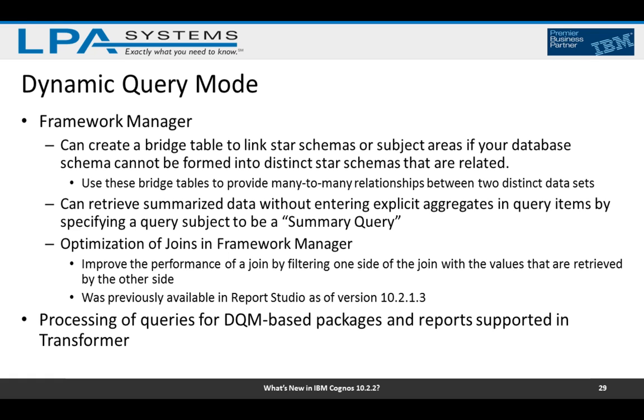There's the notion of a bridge table that links star schemas that don't have a direct relationship between them via a conformed dimension. There's this notion of a summary query, which is a property change on a query that when you express measures from this query on a report, they're always total. They're always aggregated. I say totaled, and that's actually not correct. It's actually going to use whatever setting you have to aggregate.